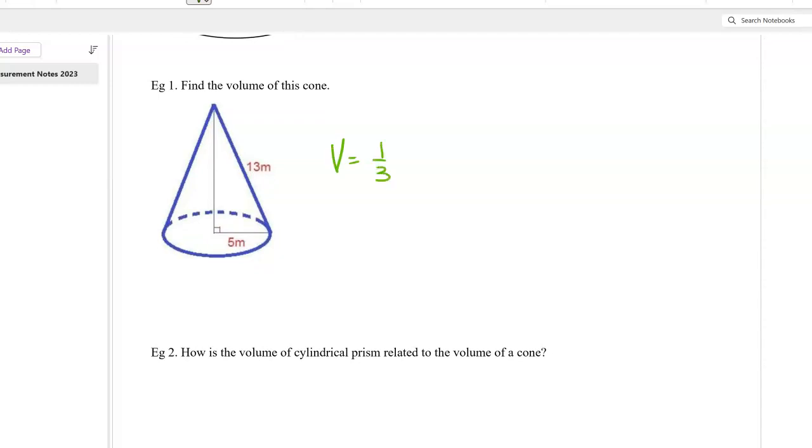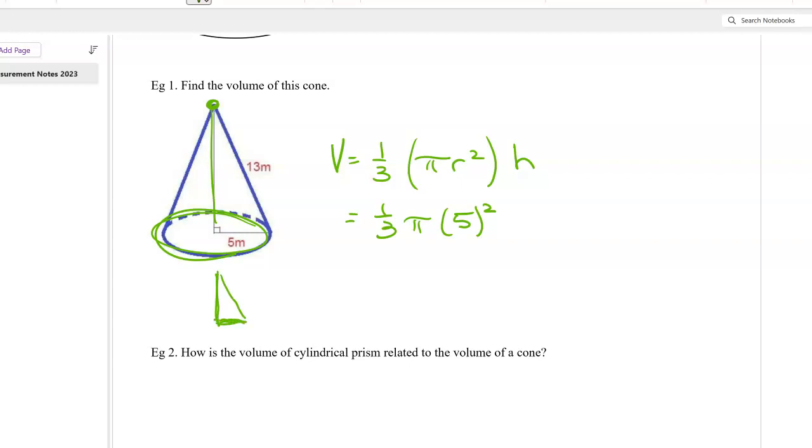So if I look at this one, how do I find volume? I'm going to go 1/3. Why do I go 1/3? Because I know it's a pyramid. Area of the base. What kind of base do we have here? This is pi r squared. And then the height. Okay, so 1/3 times pi. The radius is 5. And the height, we don't know the height.